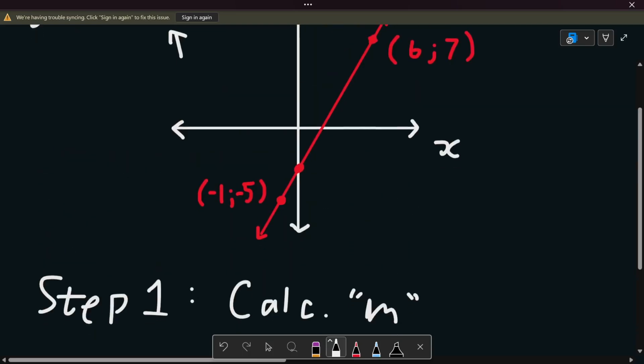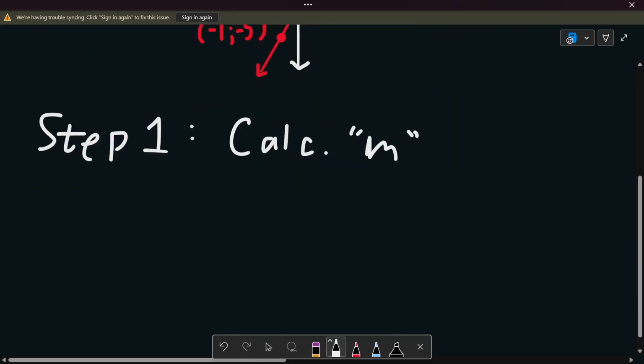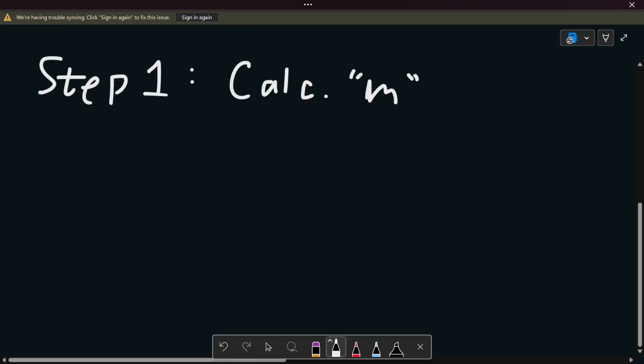And how do we do that? If you can remember the gradient formula, we have the following. The gradient formula is just going to be equal to y2 minus y1, all over x2 minus x1.